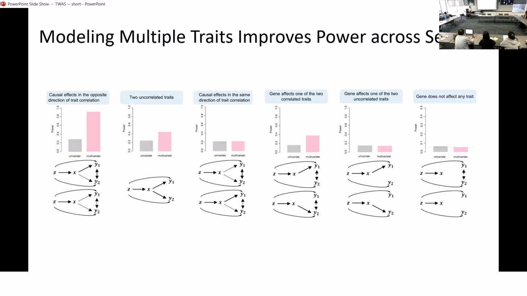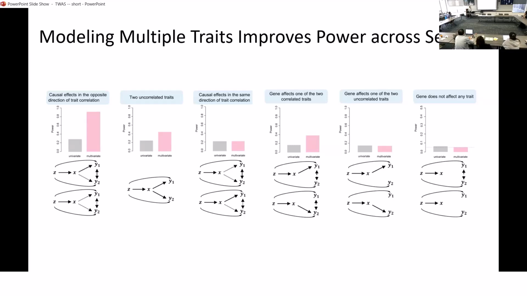So therefore, by modeling multiple traits, you can actually gain really substantial power over here. And in other cases, even though Y1 and Y2, for example, these two are not correlated with each other, as long as the gene expressions have effects on both of them, then by modeling them jointly, you can actually borrow information across this to gain power as well. So the power gain is not as substantial as the first one, but it still gains quite high power, 50% of power gain.